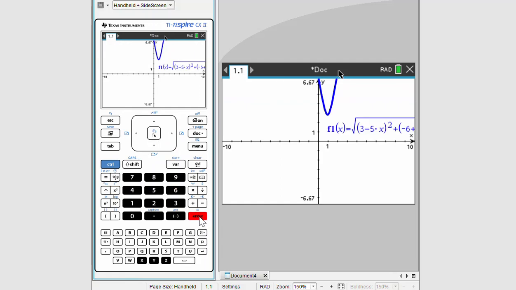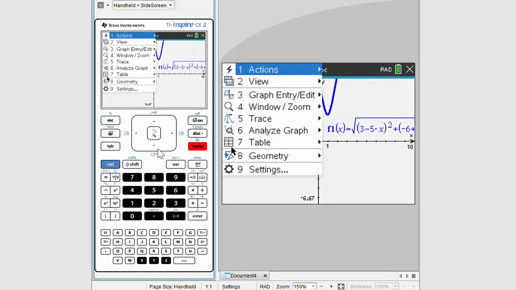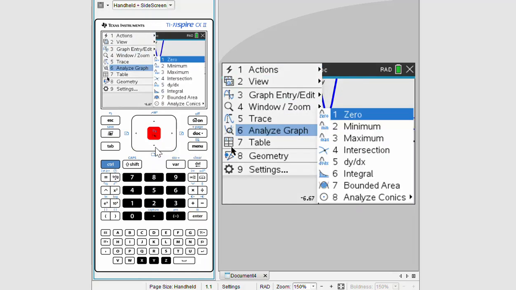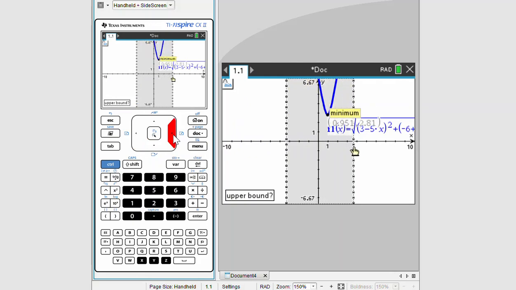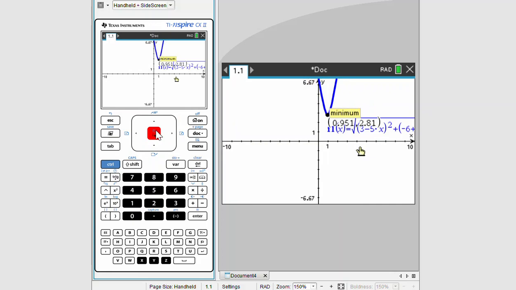Okay, let's sketch it. Then we were just looking for the minimum distance, which represents its local min. So let's focus on menu, then analyze graph. From analyze graph, we will just identify minimum points. Okay, let's move right a little bit more, then start from here and find the local minimum point, like you see here. Okay, I'll click enter. Right now, t represents 0.951 and our d of t, which represents 2.81. So 2.81 will represent our answer.